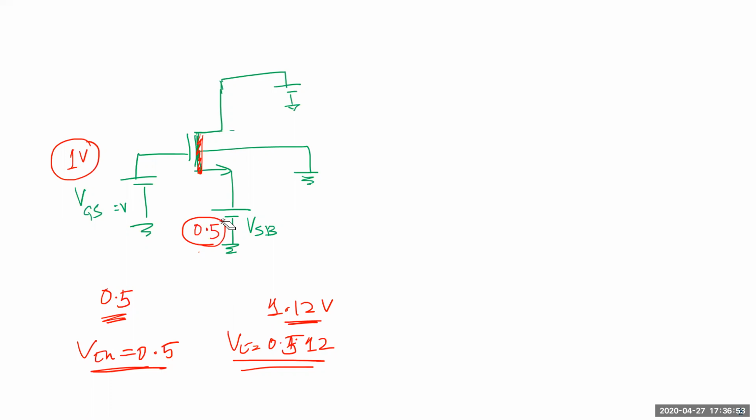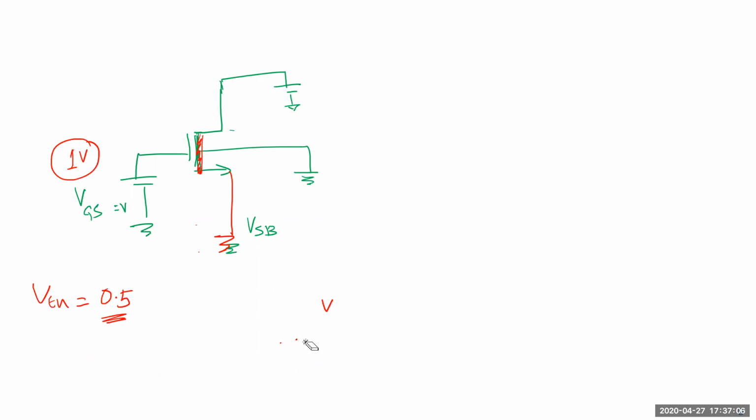So let's start with VSB is 0, and VTN is 0.5 volt, and you have applied at the gate 0.5 volt itself. So let's say the gate voltage is 0.5 volt. That means the channel is formed, right? Yes, the channel is formed. Now what I'm going to do is apply a small voltage, let's say 0.1 volt here. This is VSB.